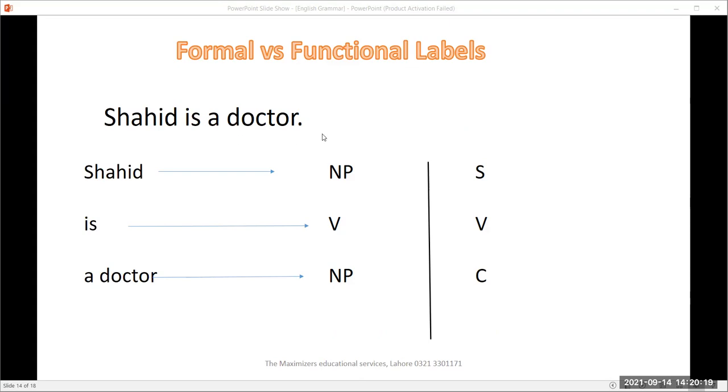Shahid is a doctor. So Shahid is a noun, is is a verb, a doctor is a noun phrase. According to the functional label, Shahid is the subject, is is the verb, or we can call it the main verb, this is the only verb over here. A doctor is a complement. So complement is basically a noun which adds to the meaning of the subject of the sentence.